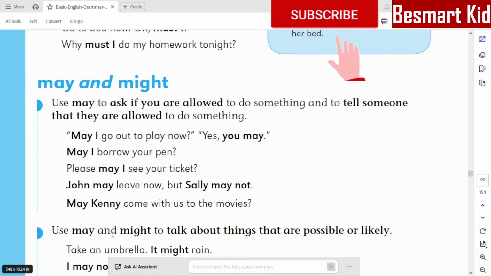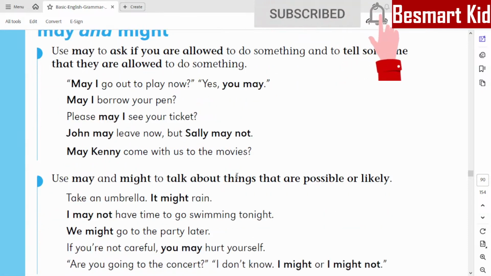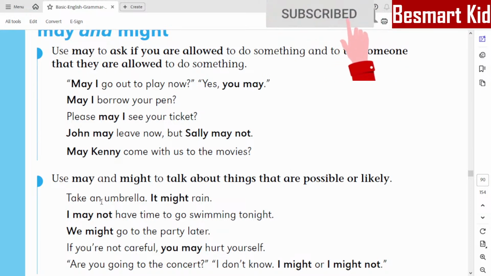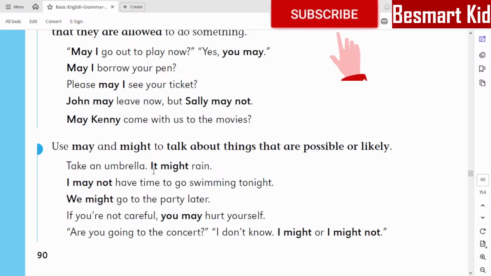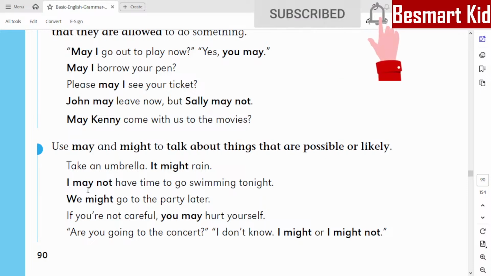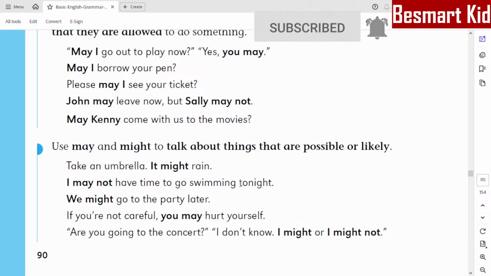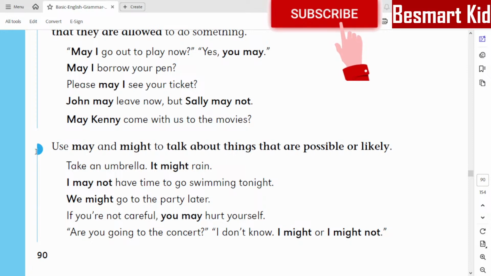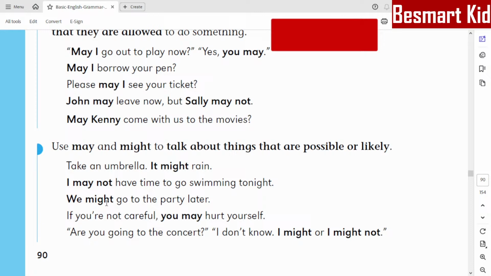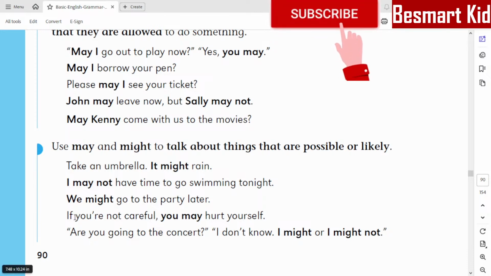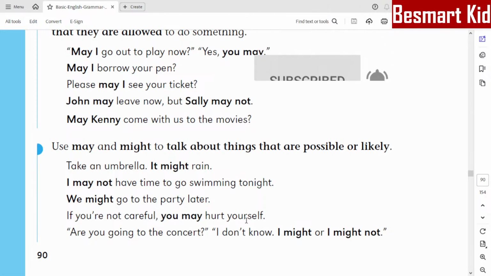Use may and might to talk about things that are possible or likely. Take an umbrella. It might rain. I may not have time to go swimming tonight. We might go to the party later. If you're not careful, you may hurt yourself.